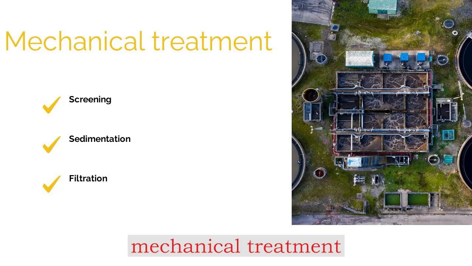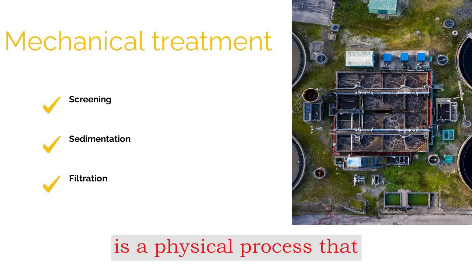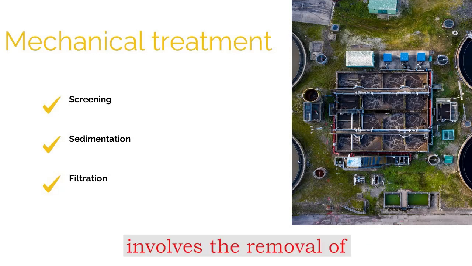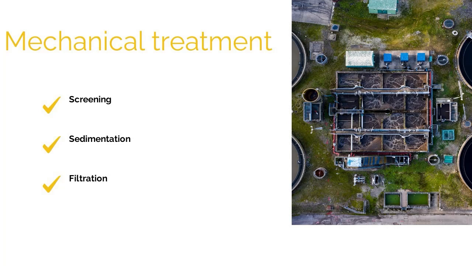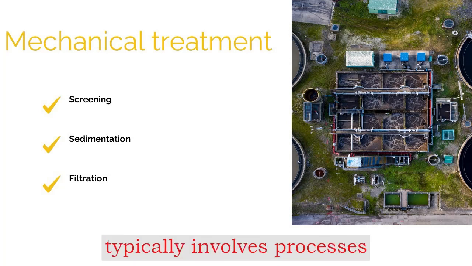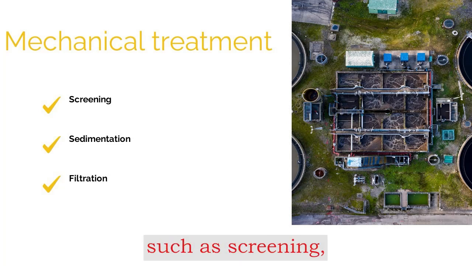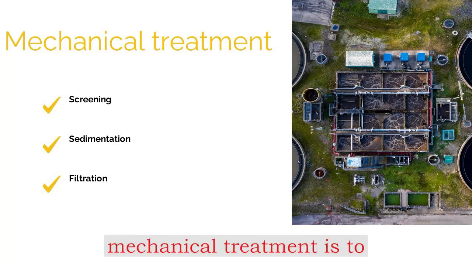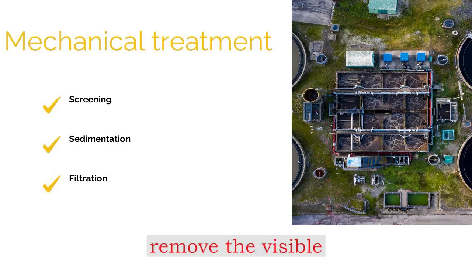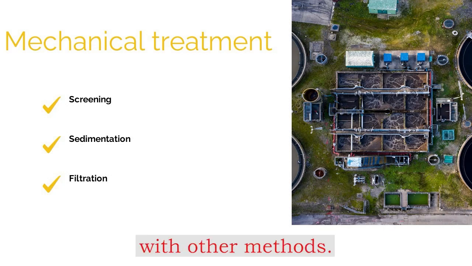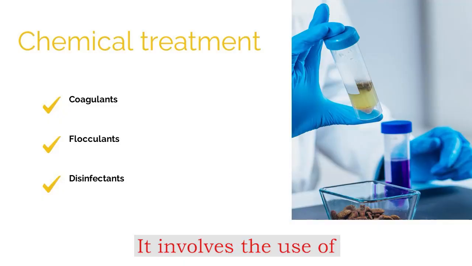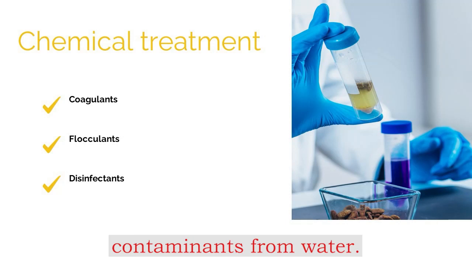First, mechanical treatment is a physical process that involves the removal of large particles and suspended solids from water. This treatment method typically involves processes such as screening, sedimentation, and filtration. The goal of mechanical treatment is to remove the visible impurities from the water, making it easier to treat with other methods. Chemical treatment involves the use of chemicals to remove contaminants from water.